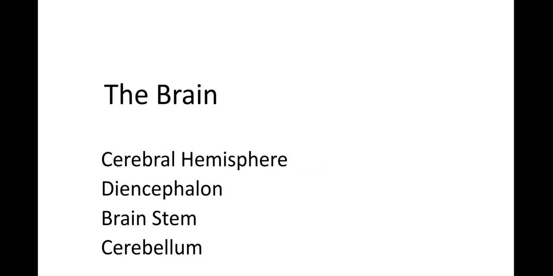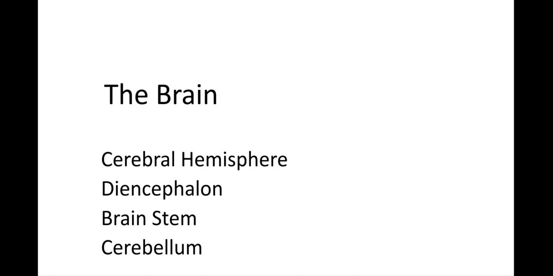So when we're talking about the brain, we're talking about the cerebral hemisphere, the cerebrum, which are the lobes of the brain, and they get their name from the bones of the cranium that are over top of them. Then we have the diencephalon, which is your epithalamus, including your pineal gland, your thalamus, and your hypothalamus. We have the brainstem, which is including your midbrain.